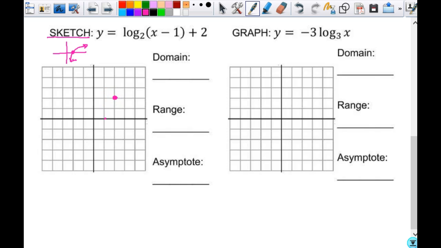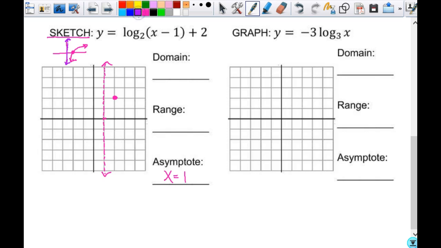Because I shifted, sometimes when I shift, it changes my asymptote. Sometimes it doesn't. Did this change my asymptote? Yes. What is the asymptote originally? X equals 0. This is where the asymptote is. So if there's a vertical shift, it doesn't change anything. If there's a horizontal shift, it does, and I shifted to the right one, which meant I went from x equals 0 to x equals 1. So my asymptote is x equals 1.